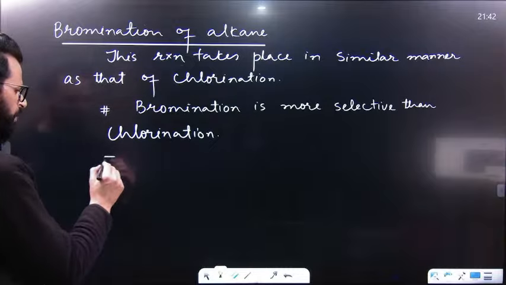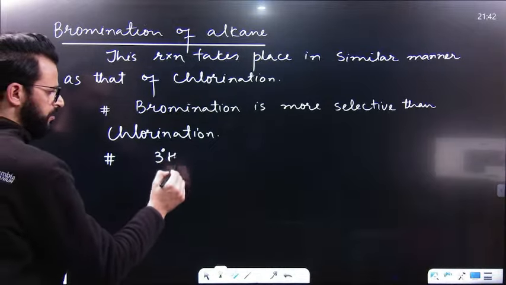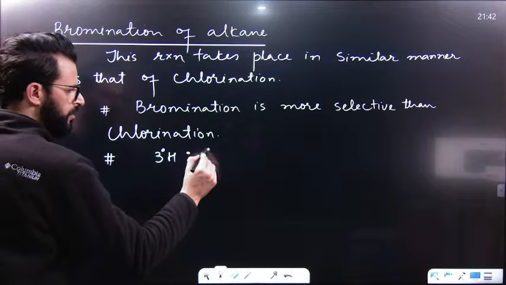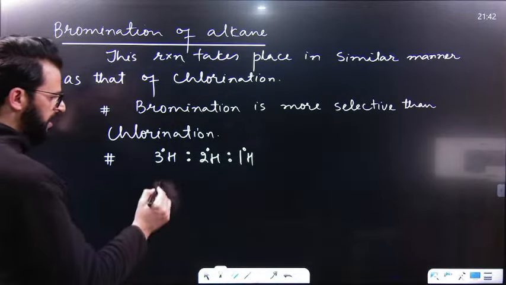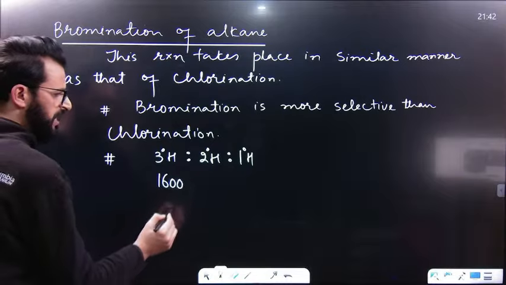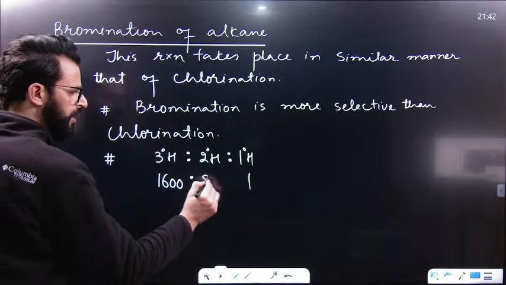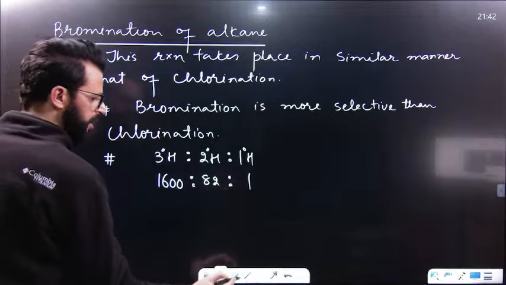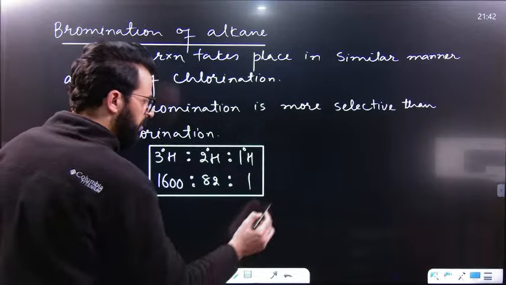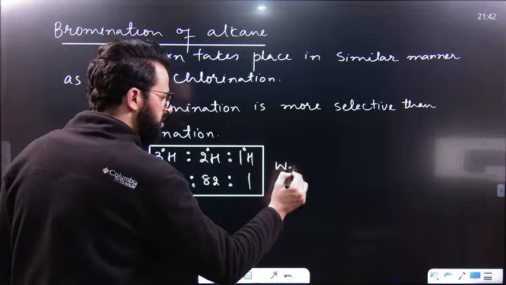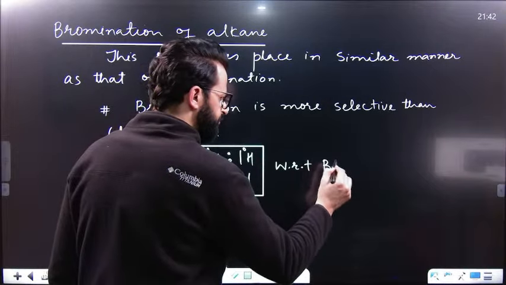After that, one more thing: the relative reactivity of 3 degree hydrogen, 2 degree hydrogen and 1 degree hydrogen is like this. 3 degree hydrogen is 1600 times more reactive than 1 degree hydrogen, and 2 degree hydrogen is 82 times more reactive than 1 degree hydrogen. This relative reactivity is with respect to bromine.